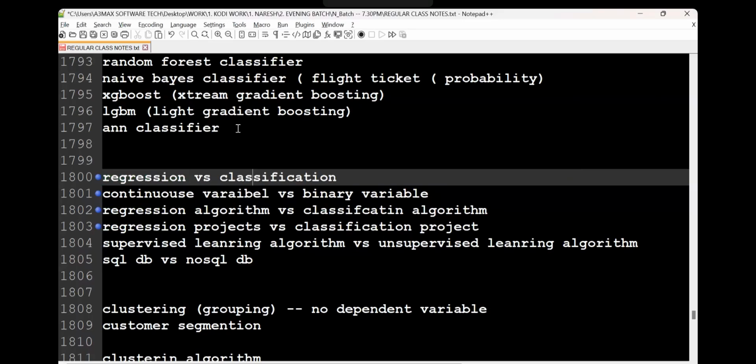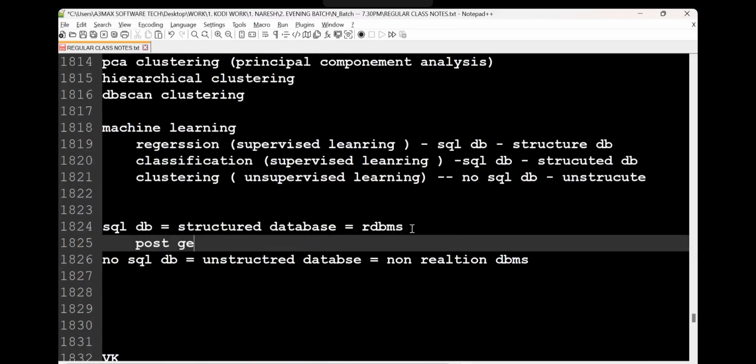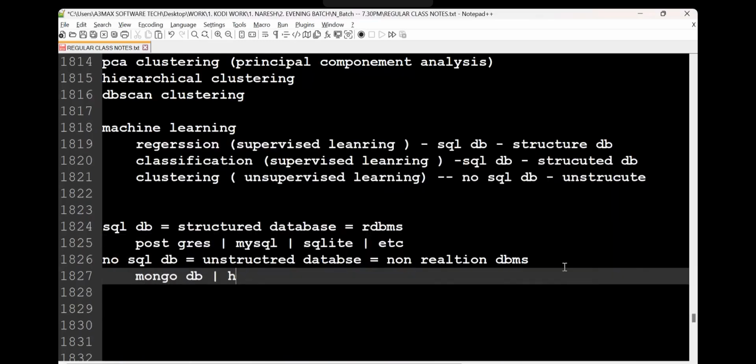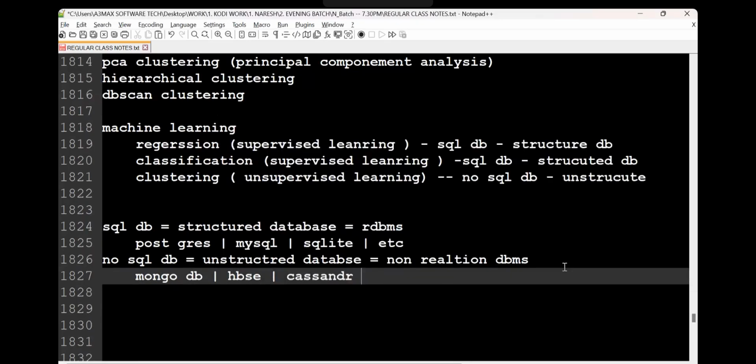Anyway, there are a lot of topics. I don't want you to be confused. I don't know how many of them understand, but I try to explain in the best way. For SQL databases, we have Postgres, MySQL, SQLite, etc. All those things, guys. But for this one, we have MongoDB, Apache HBase, and Cassandra. And there's Neptune, there are a lot of graph DBs, all those things.